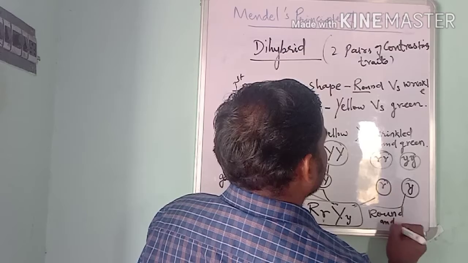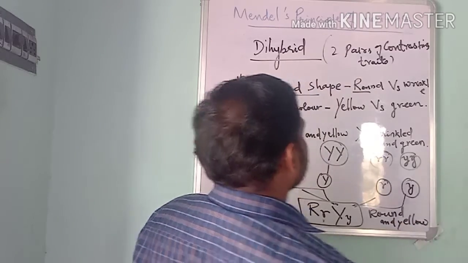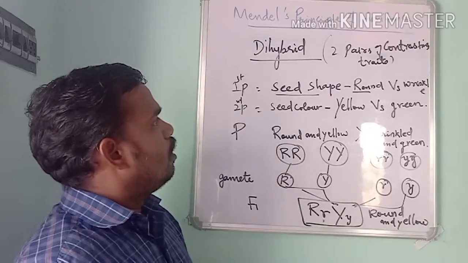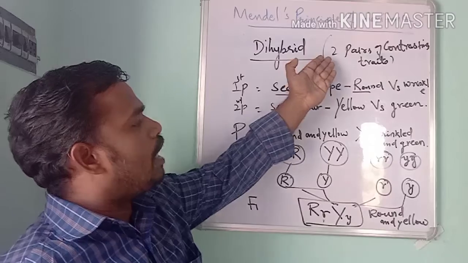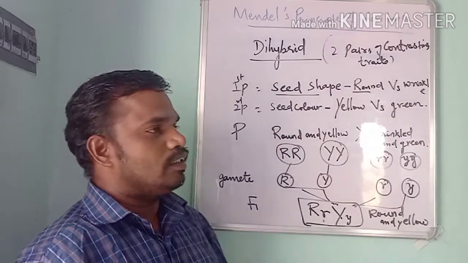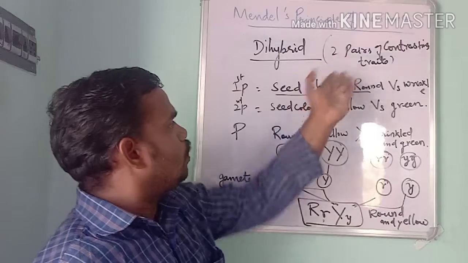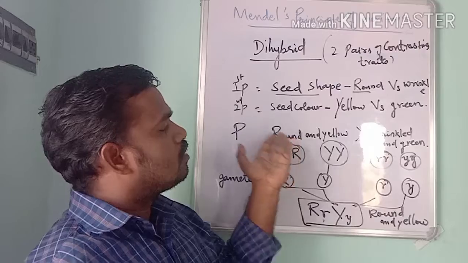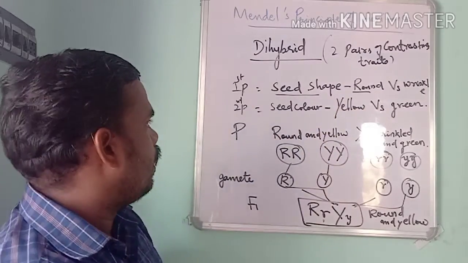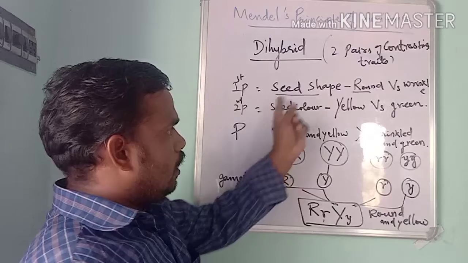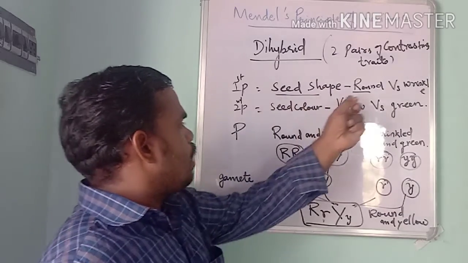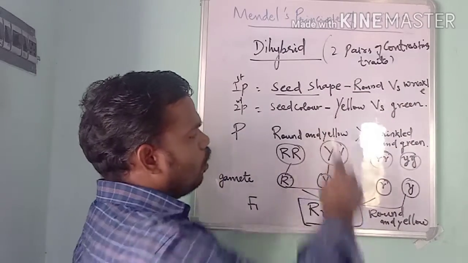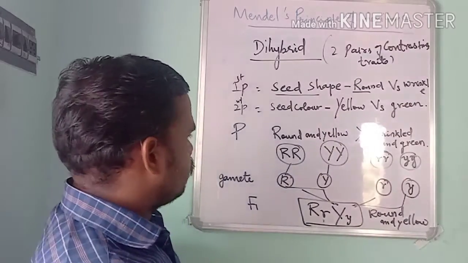Round and yellow seed. So in dihybrid, Mendel has taken these typical experiments. He wanted to compare two pairs of contrasting traits with two different parents. He wanted to know whether one trait is disturbing the other trait. So he has taken the seed, in the seed shape and color. In seed shape, round is dominant, wrinkled is recessive. In seed color, yellow is dominant, green is recessive.